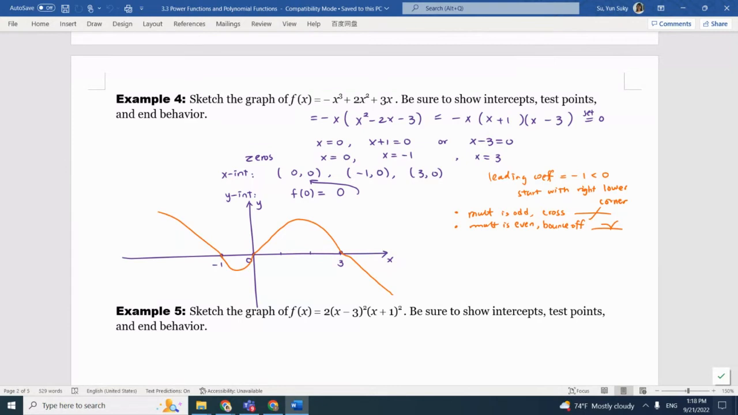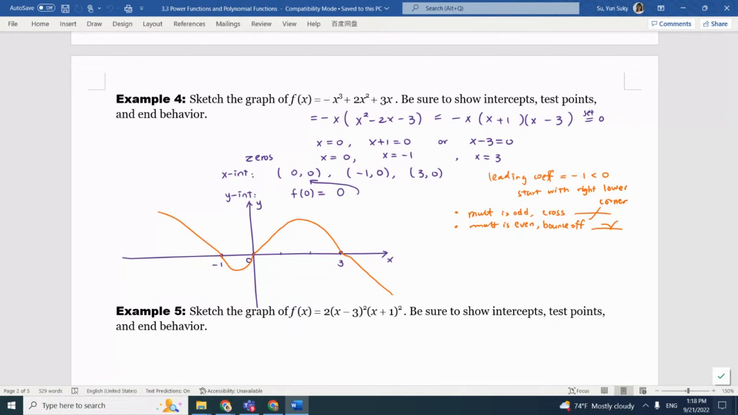So this is how we did it. We factor it and find the zeros or roots, and then we know the x-intercepts. The y-intercept is found by plugging in x equals 0. We plot those points on the xy plane, and then we look at the leading coefficient. The leading coefficient is -1, so we start from the lower right corner. Remember, if the leading coefficient is positive, we start from the upper right corner. Then we look at the multiplicity. 3 corresponds to the factor x minus 3. Do you see the multiplicity is 1?